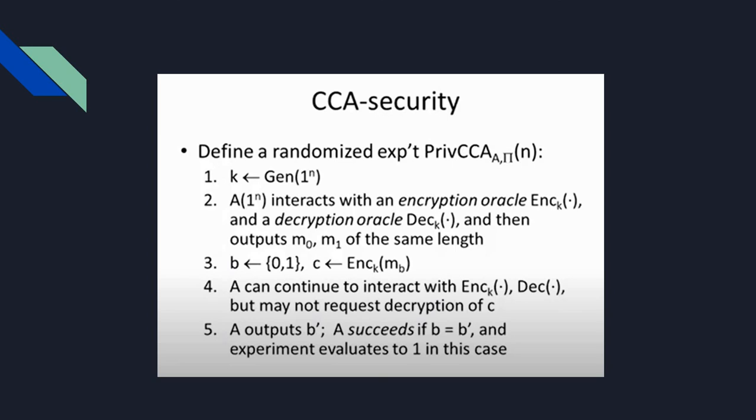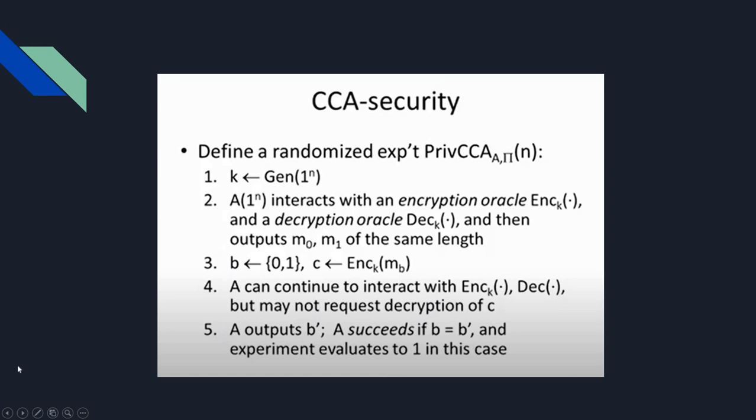Now the attacker continues to interact with the encryption and decryption oracles, but with the constraint that the attacker is not given access to decrypt the challenge ciphertext. That is, the ciphertext which is going to be challenged to the attacker should not be decrypted using the decryption oracle. At the last step, the attacker is given the challenge ciphertext and asked for the output b prime. If b equals b prime, the experiment evaluates to 1.